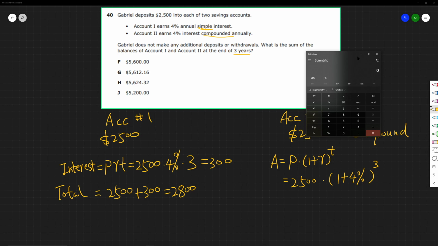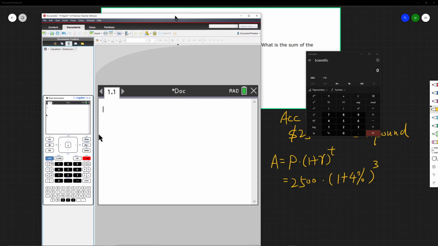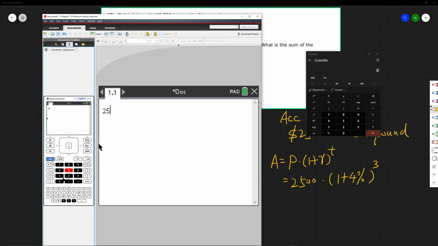So for this one, we're going to use our TI calculator. This is probably the first time we actually need this TI calculator. So let's take a look. We need 2,500 times, and there's a parenthesis. We have to put in 1 plus 4% inside this parenthesis. Then outside the parenthesis, we need to raise everything inside the parenthesis to the power of 3.